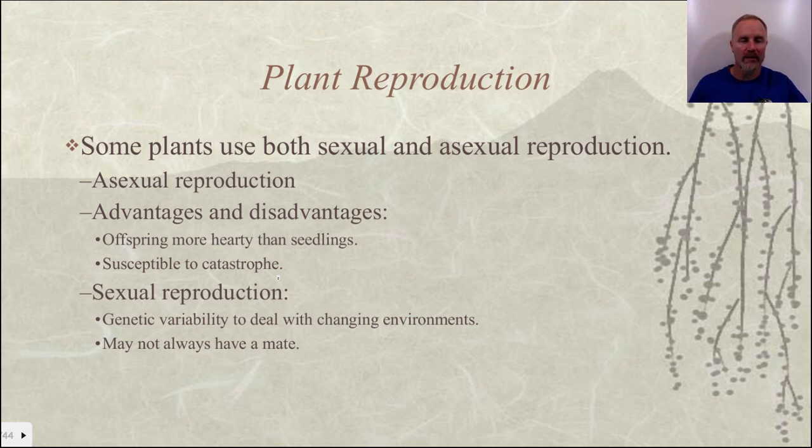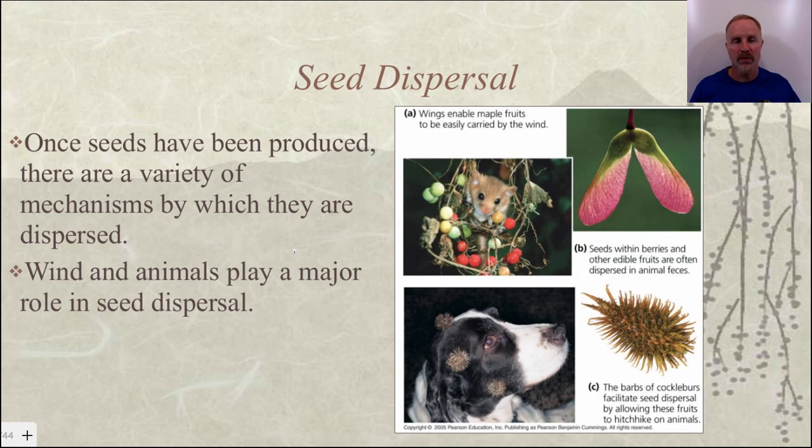For instance, one of the advantages of asexual reproduction is you get these offspring that sometimes are more hardy than the seedlings. In other words, they're able to quickly form a plant. But one of the disadvantages is they're susceptible to the same disease. With sexual reproduction, of course, you get lots of genetic variability. Due to the changing environments, they have the ability to adapt. And one of the disadvantages, of course, is you don't always have a mate, or access to the things that you need in order to give rise to a new individual. So if you can go through and think of a few more advantages and disadvantages, it'd probably be a good idea.